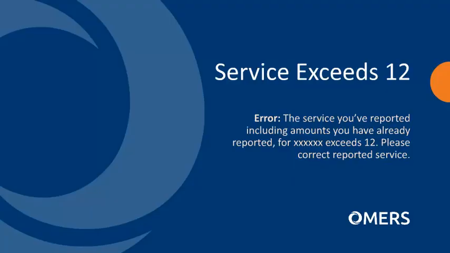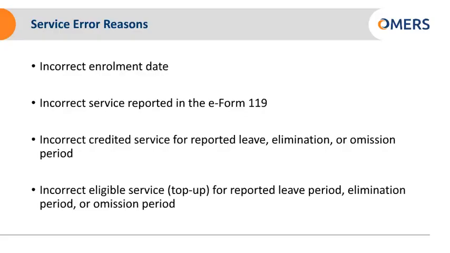The next error that we will look at fires when the service exceeds 12. It will look like this. Error. The service you've reported, including amounts you have already reported for X, exceeds 12. Please correct reported service. There are a few different reasons this error may arise: incorrect enrollment date, incorrect service reported in the eForm 119, incorrect credited service for reported leave, elimination period, or omission period, or incorrect eligible service top-up for reported leave period, elimination period, or omission period.